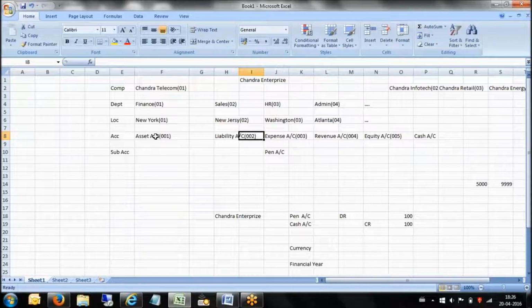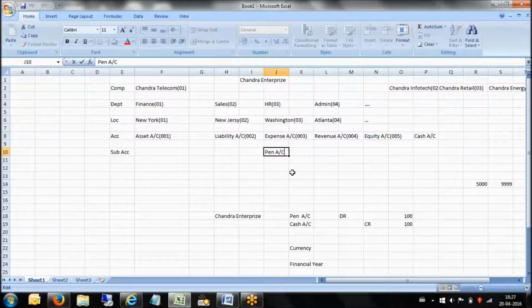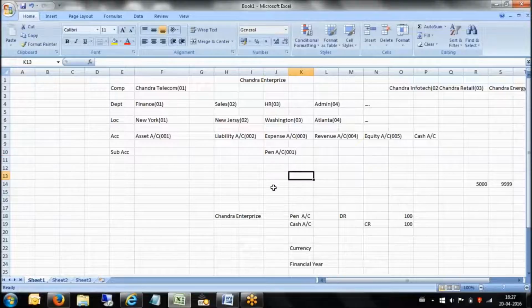Then you can decide, okay, 1 to 200 I want to keep for asset accounts, then 201 to 500 I want to keep for liability accounts. So that time itself, you need to decide. Then again, the pen account I am identifying with the code 001. Now when you say the debit line, what you will say is 001.